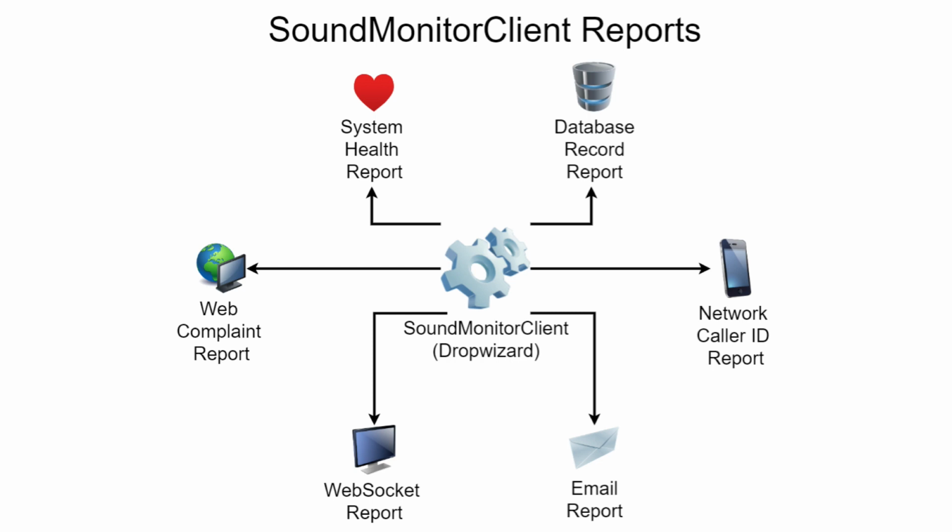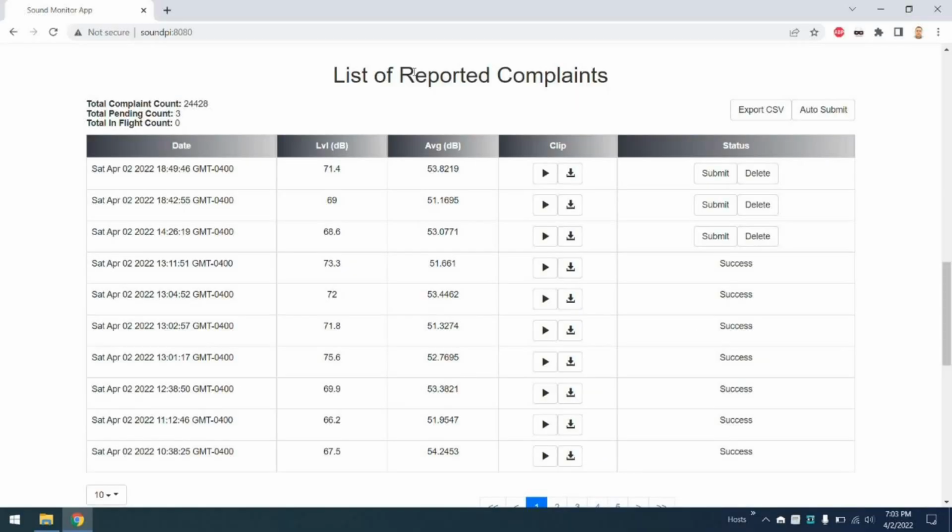So first and foremost and most critical is the database record report for recording every sound sample. We also have system health reports, which record things like the microphone health as well as the temperature of the Raspberry Pi CPU. We also have the concept of a web complaint report. And we saw this earlier when we saw this screen with submit and delete. Those are web complaints.